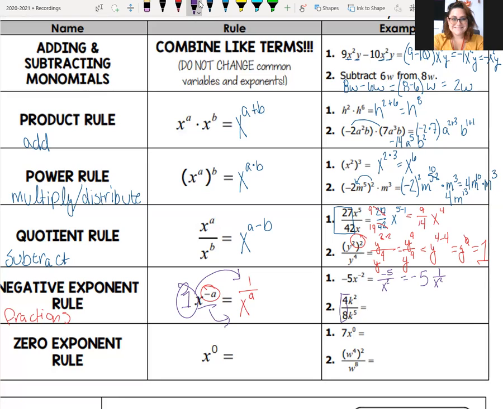Here, first thing we're going to do is the 4 over 8. And then we would have k to the 2 minus 5. 4 over 8 gives us 1/2. And 2 minus 5 gives us negative 3, which means we would have 1/2 k to the negative 3rd.